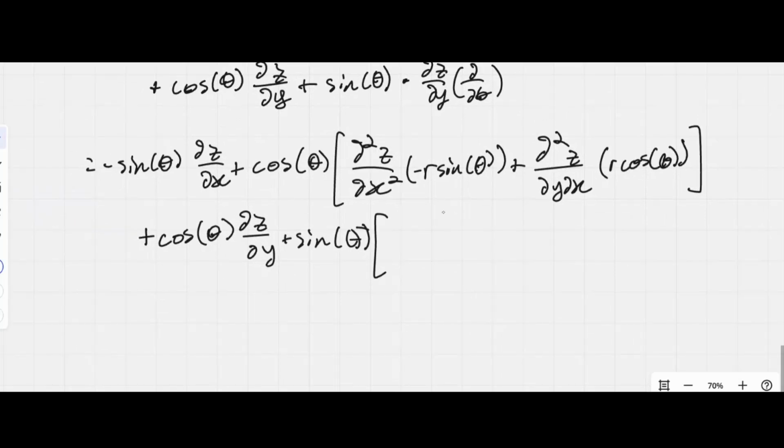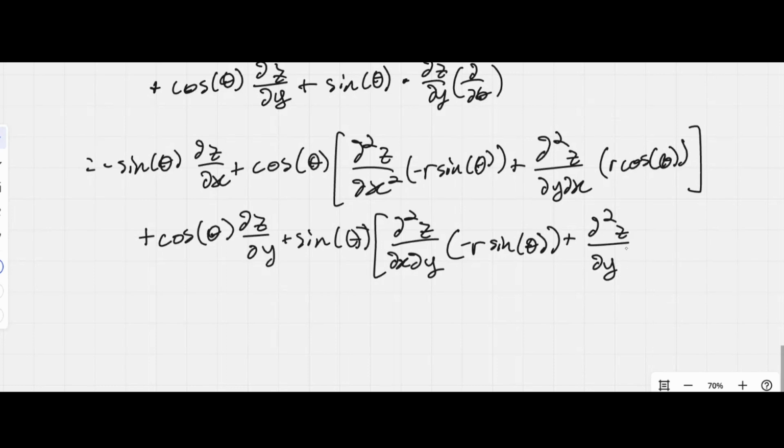We know that we're first going to do the partial with respect to x, and so the second order partial of z with respect to x and y is going to be multiplied by negative r sine theta, because that is how that tree diagram goes. Then we're going to multiply that by the second order partial of z with respect to y squared, and that's going to be r cosine theta. Close those brackets, and then we are basically done.